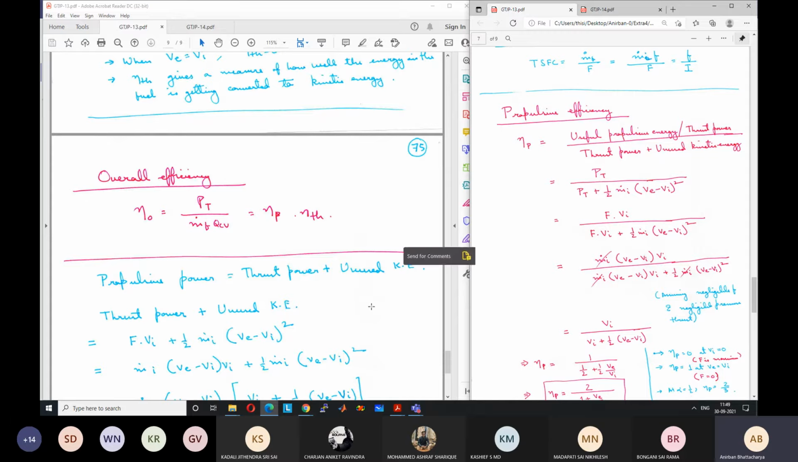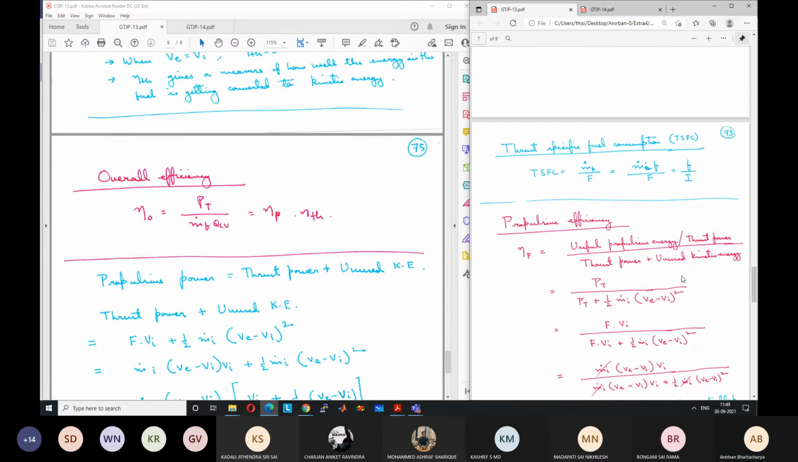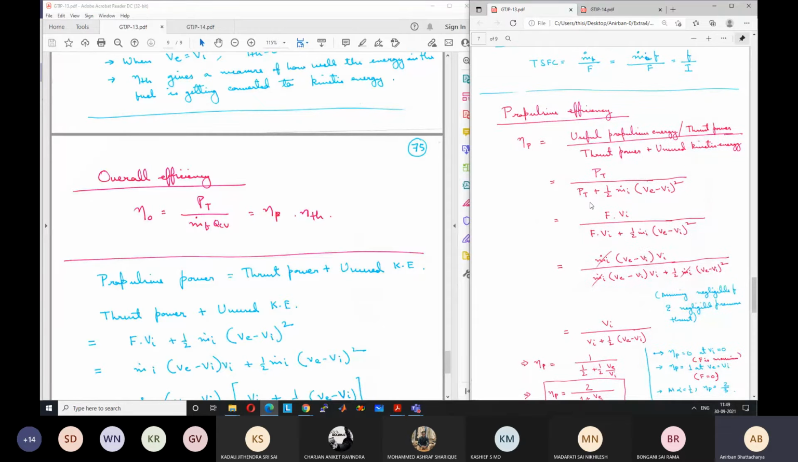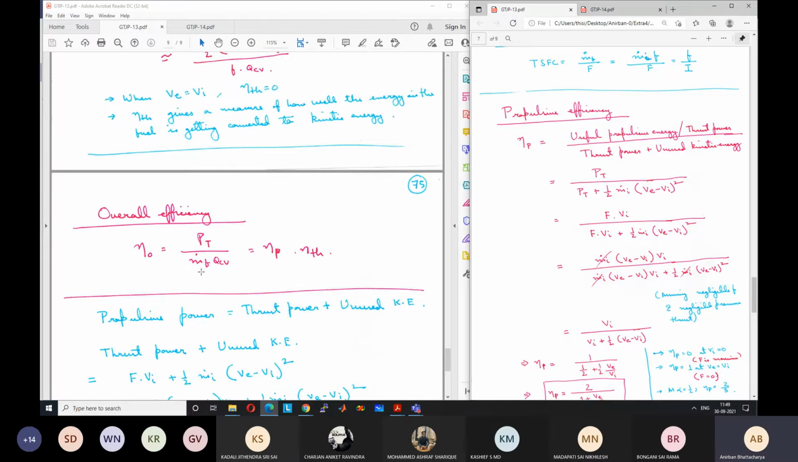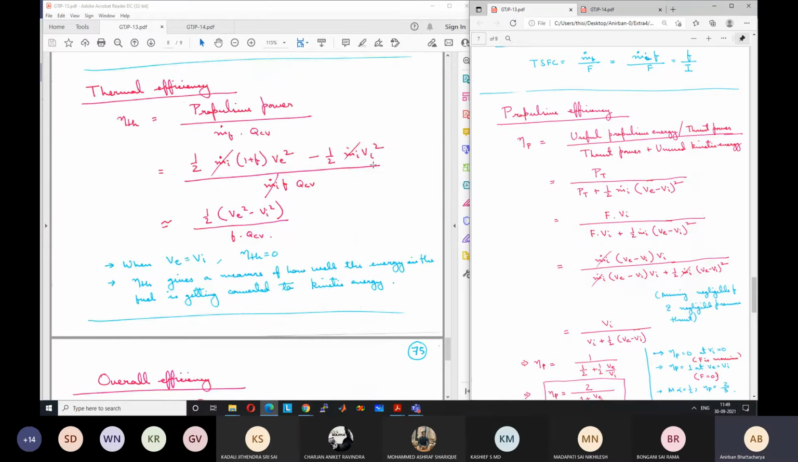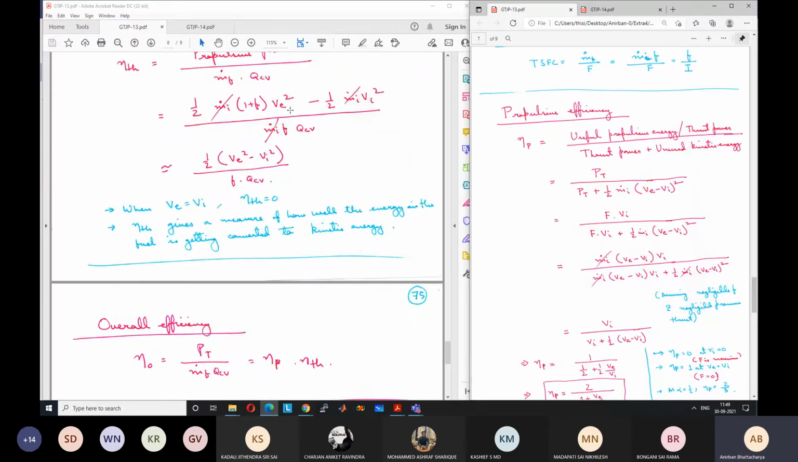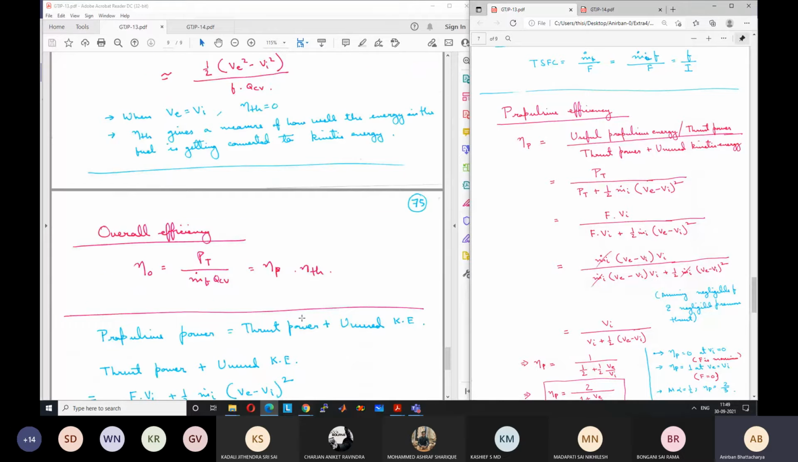So we will be able to see that PT plus half m dot I V minus Vi square. PT was the thrust power, and half m dot I V minus Vi square is the kinetic energy lost to the atmosphere. This should be equal to half m dot I V square minus half m dot I Vi square, ignoring the value f. This should be equal to the change in kinetic energy of the gases. So we should try to see that.